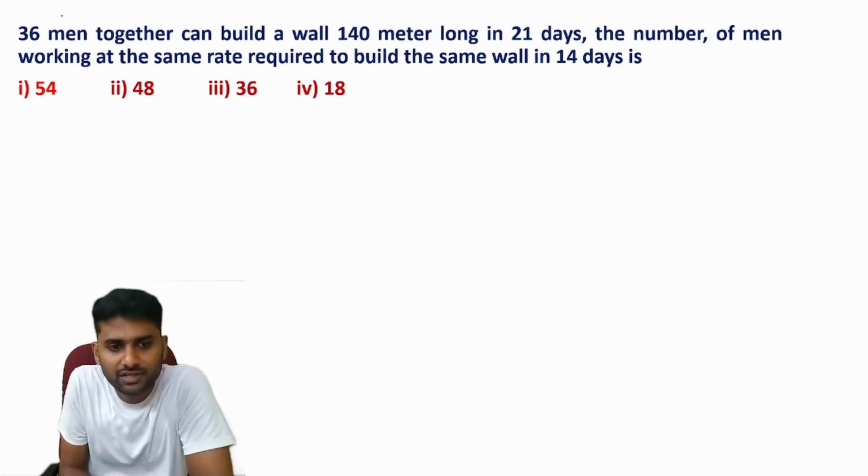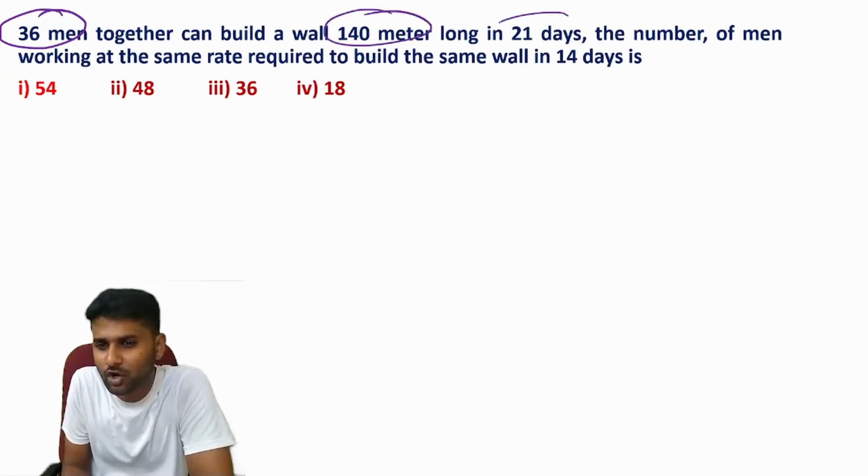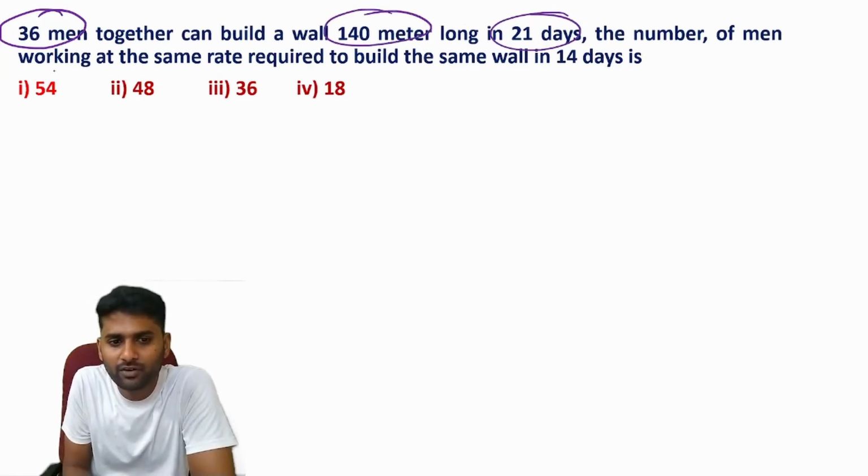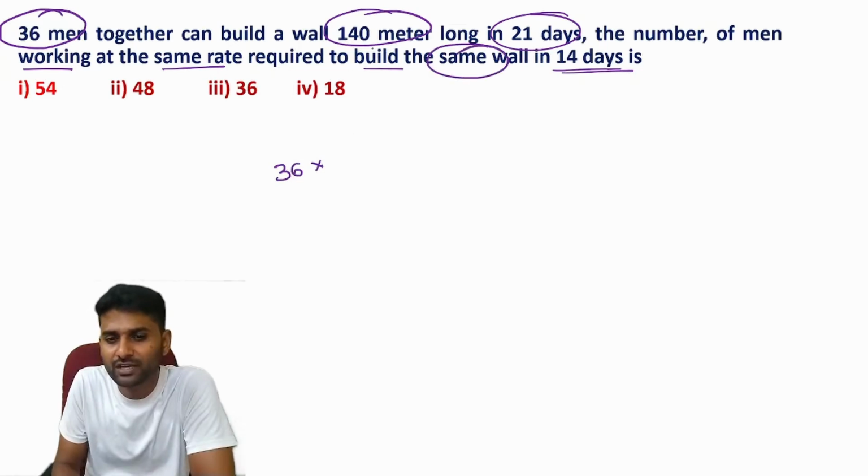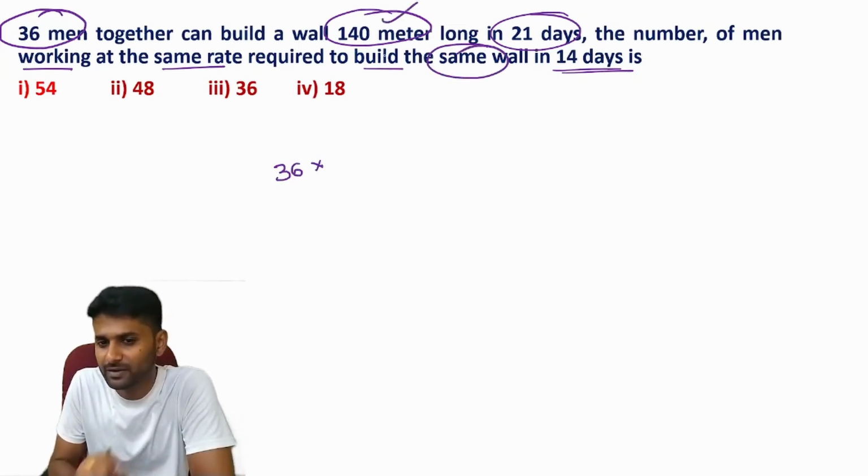Now let's see this question. 36 men together can build a wall 140 meters long in 21 days. Find the number of men working at the same rate required to build the wall in 14 days. 36 men. Here they clearly mention that they build the same wall. So there is no need to represent 140 because we have to construct the same length.